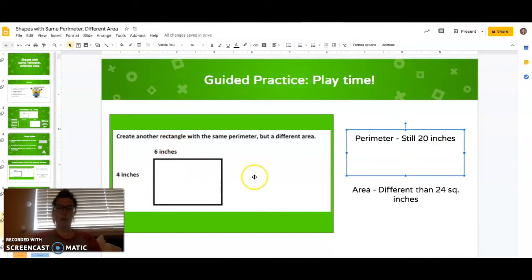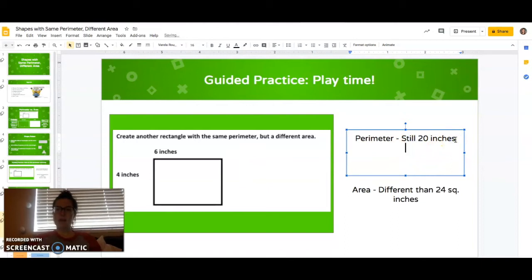right? I can't just put random numbers on all of these sides because I have to remember that if I'm working with a rectangle, the top and the bottom have to have the same length, and the left side and the right side have to have the same length, right? So let me think about some other numbers that might equal to 20 here.